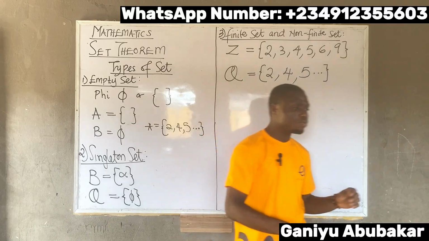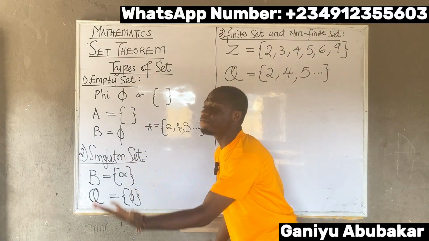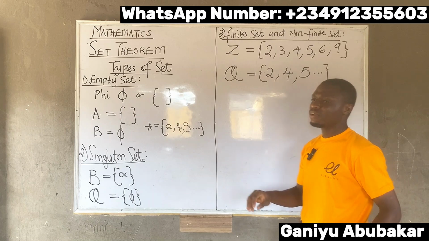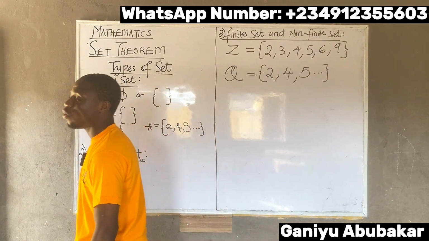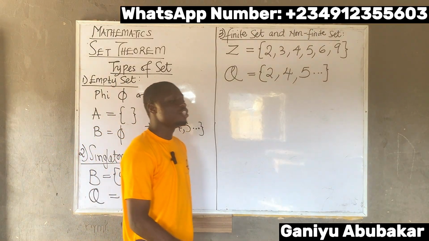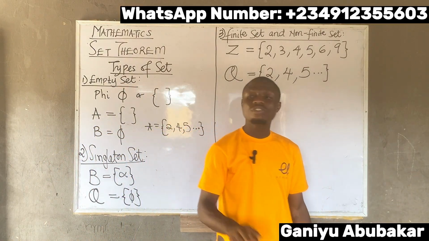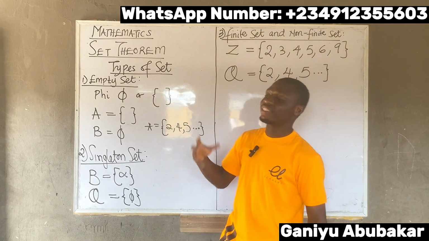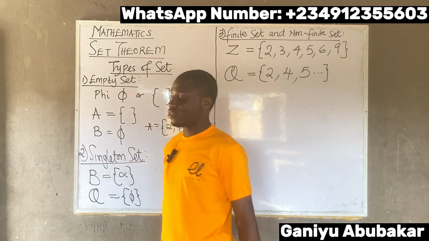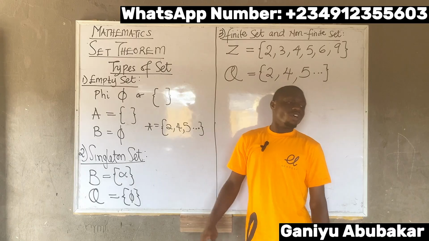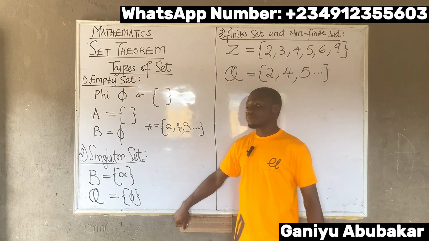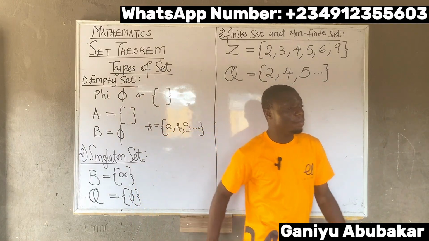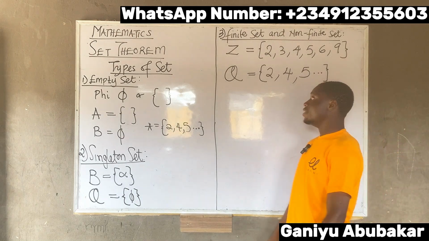Now note something, please. For a non-finite set, 3 dots are used to show that they continue. Are we good? 3 dots are used to show that the set continues.